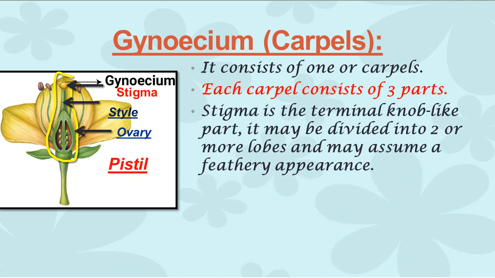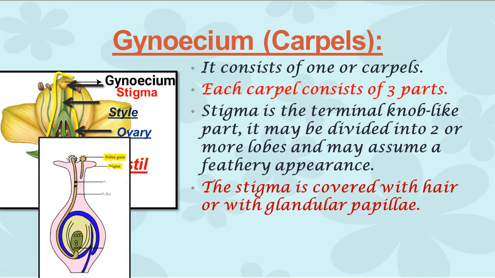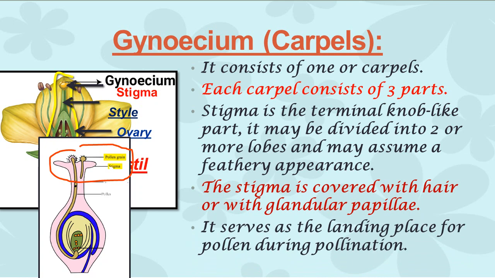Okay, and first, the stigma is the terminal knob-like part. It may be divided into two or more lobes and may assume a feathery appearance. The stigma is covered with hair or granular papillae, and it serves as a landing place for the pollen during pollination. So what is pollination? It is the process of transferring pollen grains from the male anther of a flower to the female stigma of a flower. And it serves as a landing place for pollen grains during pollination.